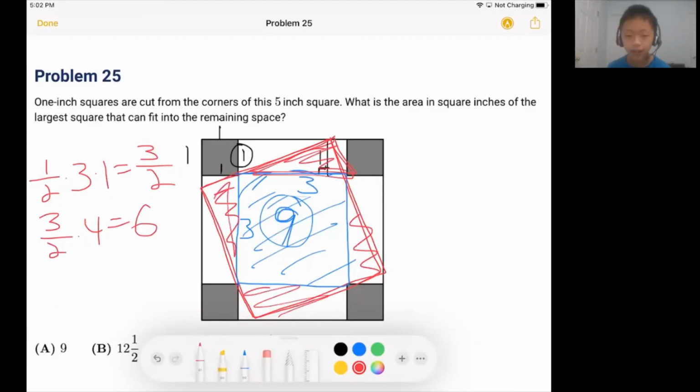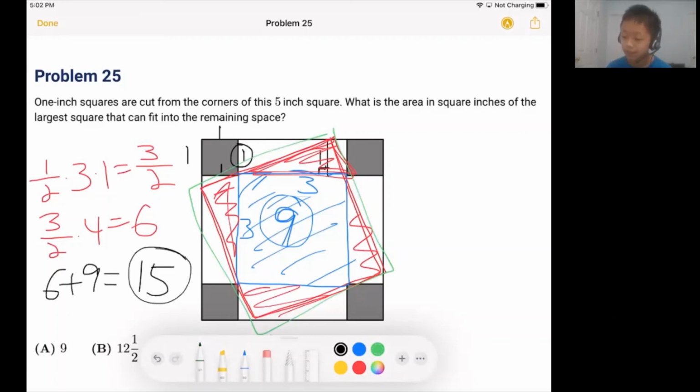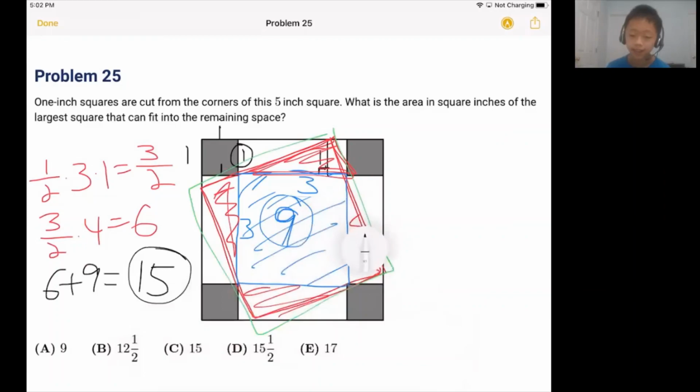And to find the area of the entire big square, the one I outlined in green, we just do the sum of the red triangles plus the blue square. So you would just do 6 plus 9, which is equal to 15. And that would be choice C, and we would be done.